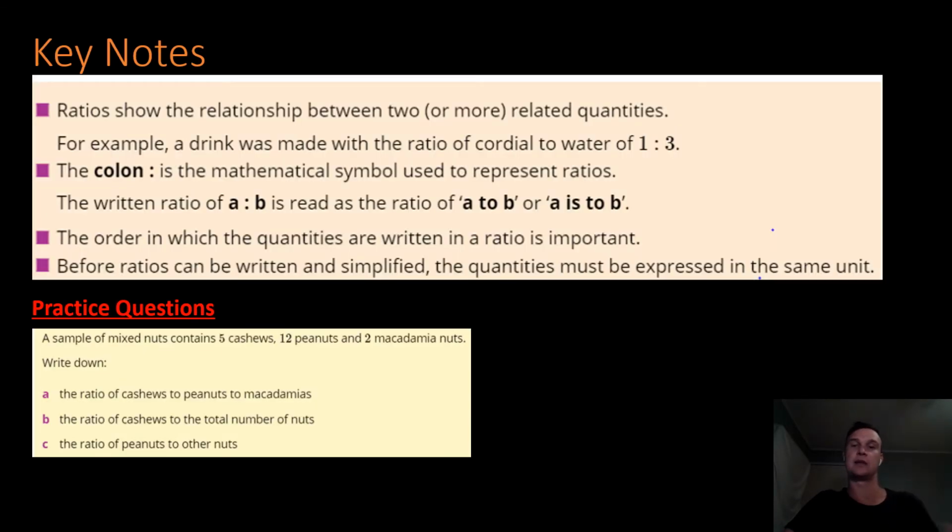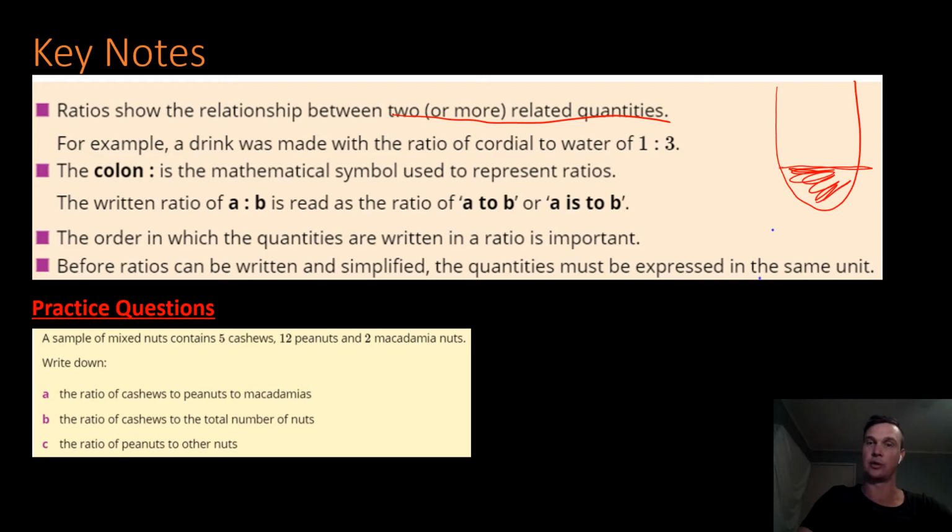So let's get into the nitty-gritty of it here, and here are some key notes that I'm going to need you guys to take down. Firstly, that ratios show the relationship between 2 or more related quantities. So it's important that you write that down. An example we see all the time is cordial, where you might have the ratio of cordial to water of 1:3. So if this is our cup here, you might put 1 part of concentrated cordial to 3 parts water, and that's a ratio for creating cordial.